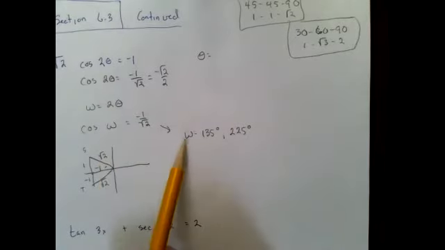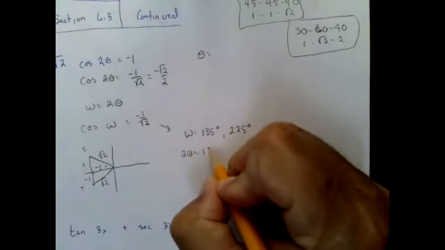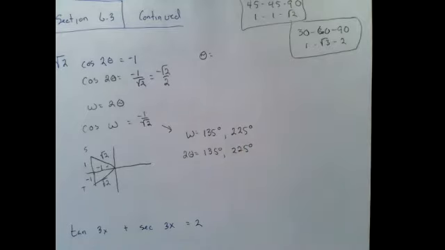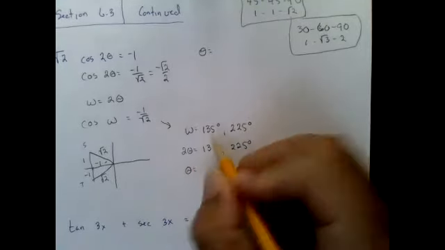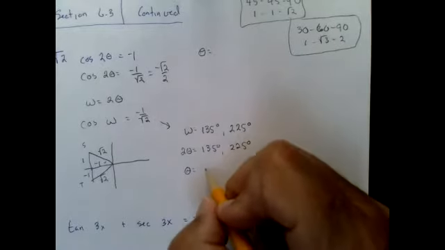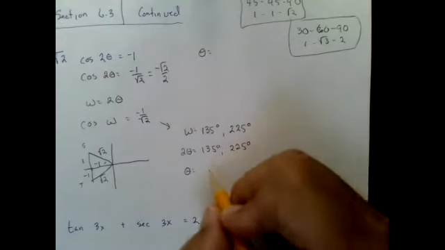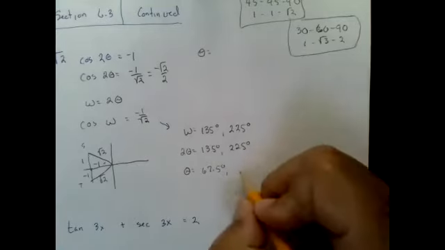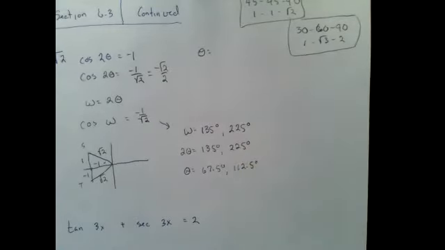All right, so now I don't want W, I want theta. So I'm going to go 2 theta equals 135 degrees, 225 degrees. If I divide them by 2, I get theta equals half of that, 67.5. Half of this, 112.5. And it looks pretty good.